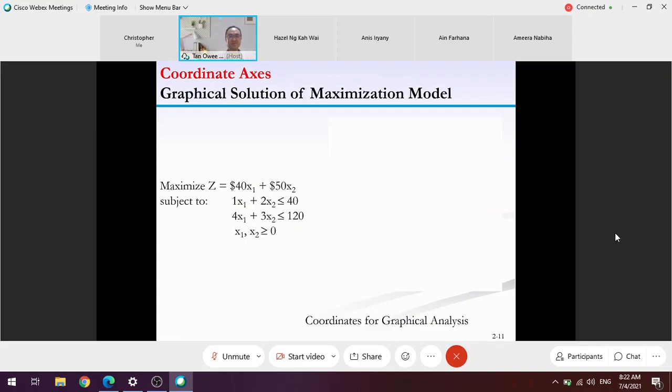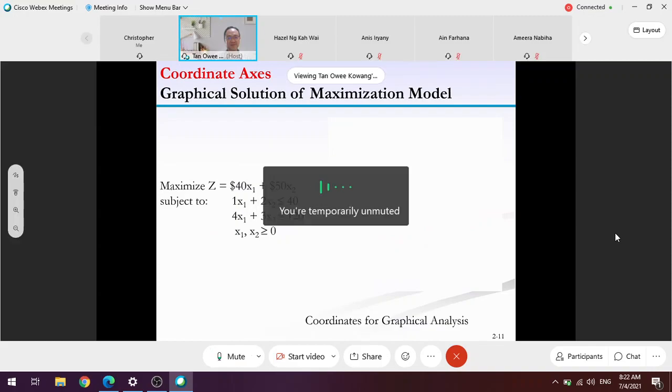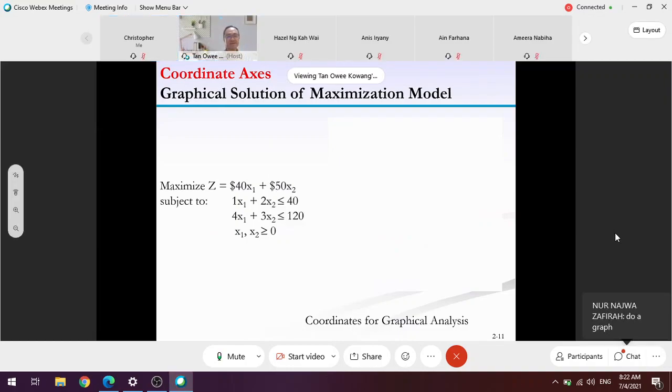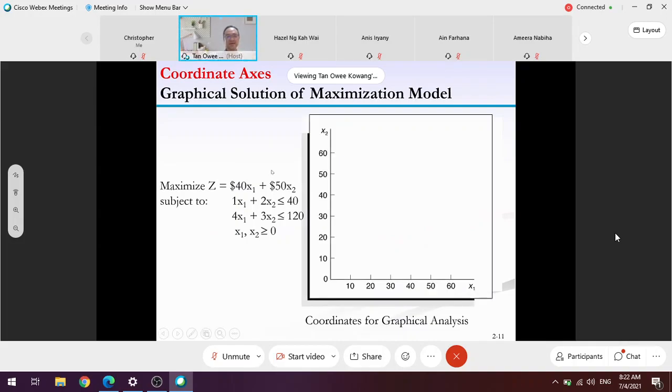Tadi saya kata langkah pertama, what's langkah pertama? This is so-called the linear programming in chapter 2. What is supposed to be done in the first step? Tadi kata faham kan? What is supposed to be done in the first step? Anis? Yes, the X6, correct. So in this case, kita decide X1 dekat X, X2 dekat Y. That's it. Okay. So what's X1?